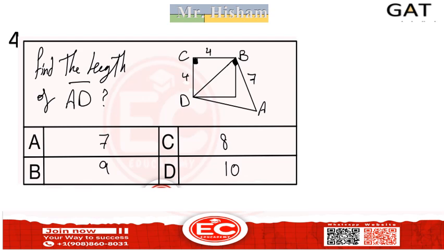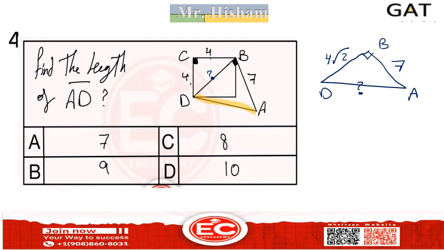Question number 4, find the length of AD. Where is AD? AD is here. So I wanted to find the length of AD. I have a triangle. Let's draw this triangle outside. B, which is a right angle, A and D. This side is 7. So what about the side DB? By using the special right angle triangle 4, 4, the diagonal of the square is 4 root 2, by using the special triangle 45, 45, 90 degrees.